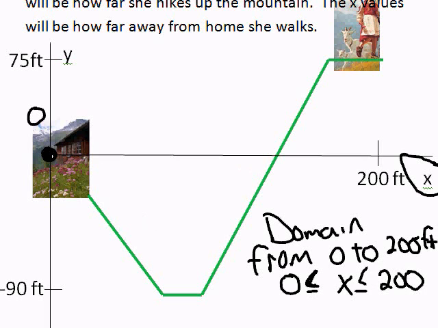So what we've done is we've written the domain of her walk. She walked from 0 feet to 200 feet. The way we write that in math, in symbols, would be their x values are bigger than or equal to 0, and they're less than or equal to 200. Why? Because her walk was between 0 and 200 feet.